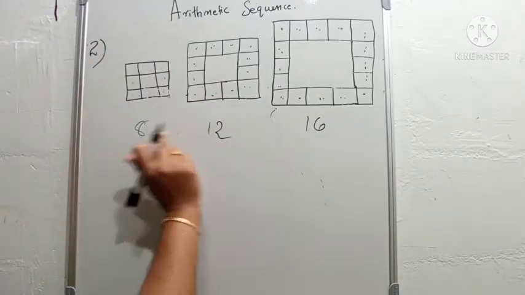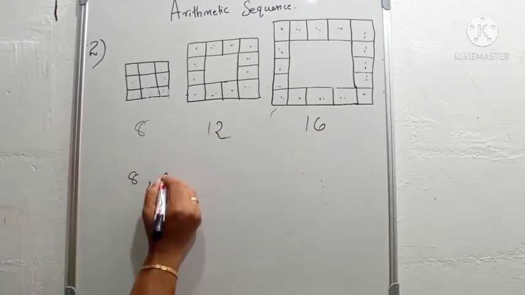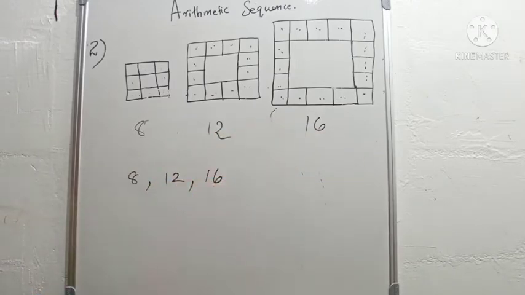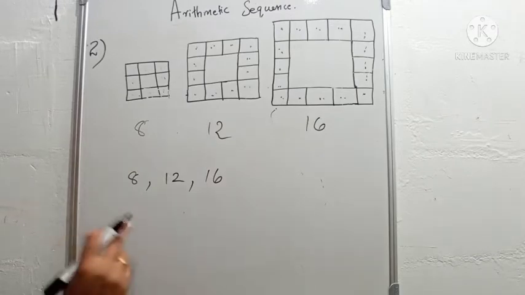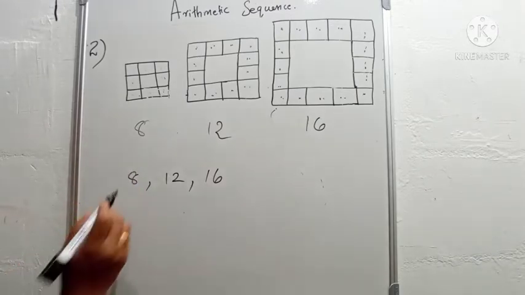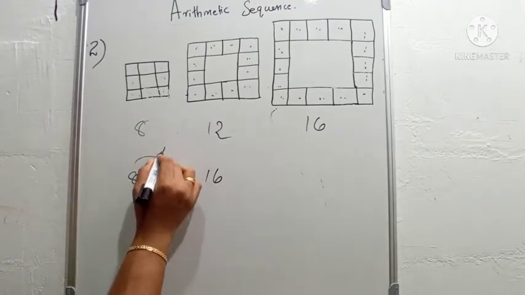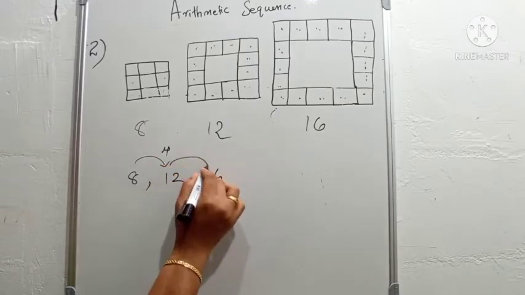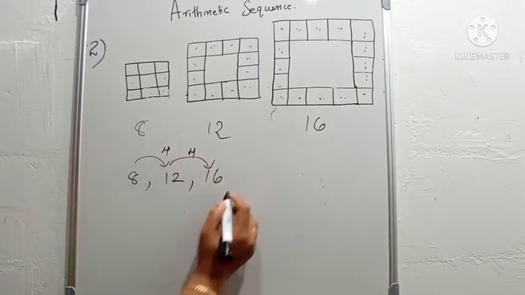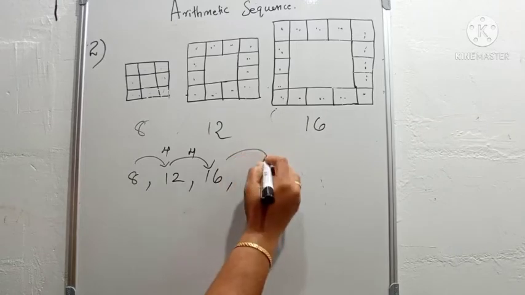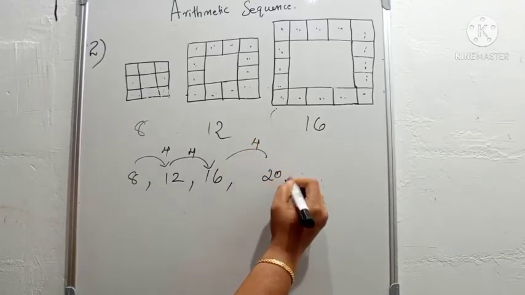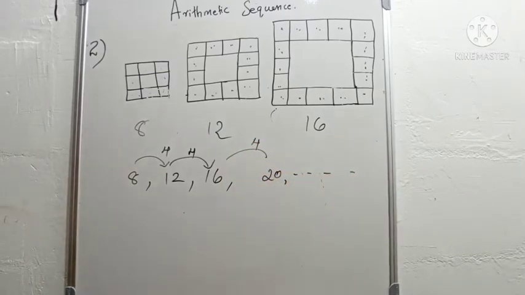Okay. Then, what about these numbers? 8, 12, 16. So, what is the difference between each term of the sequence? First plus 4 gives the second. Second plus 4 gives the third. And the next number should be 16 plus 4, that is 20. So, this is our sequence. Is this an arithmetic sequence?